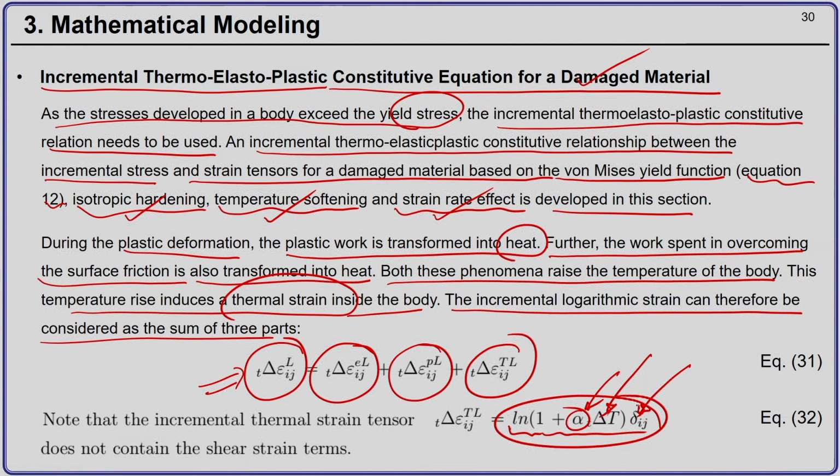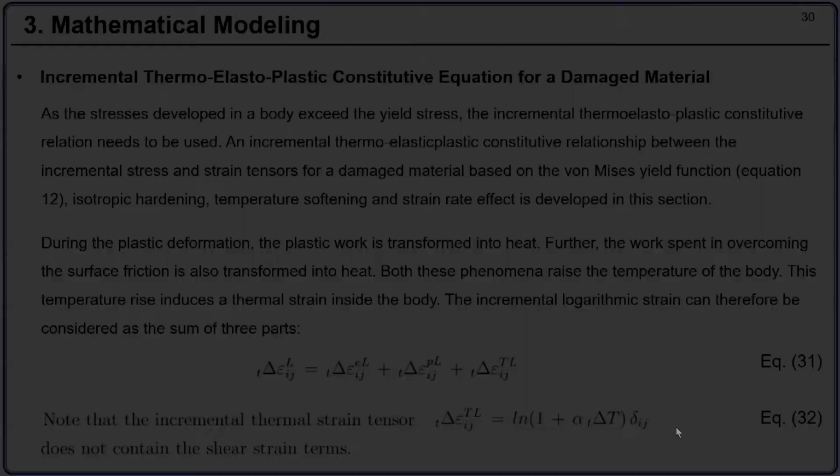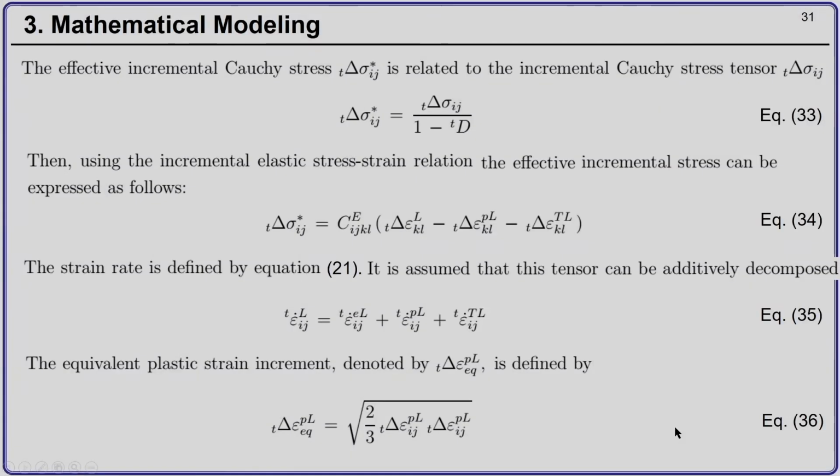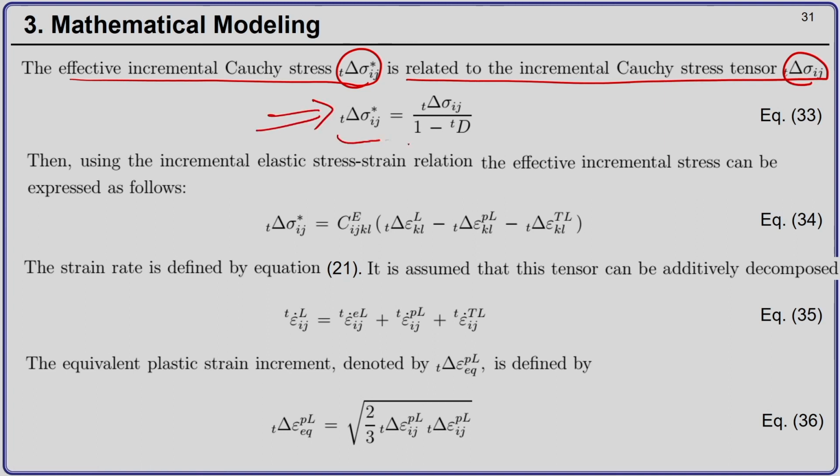So, because there is a Kronecker delta, this again will be a diagonal tensor. And you notice that there are no shear terms. All the off diagonal terms are 0, because here you have a Kronecker delta. Then the effective incremental Cauchy stress delta sigma star is related to the incremental Cauchy stress tensor delta sigma as in the following equation.